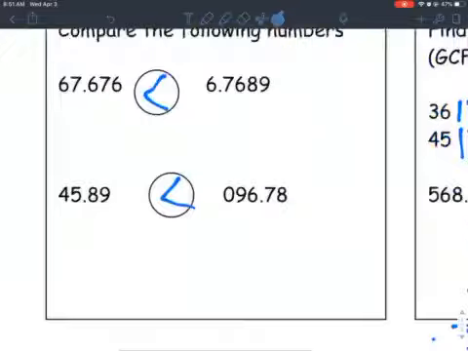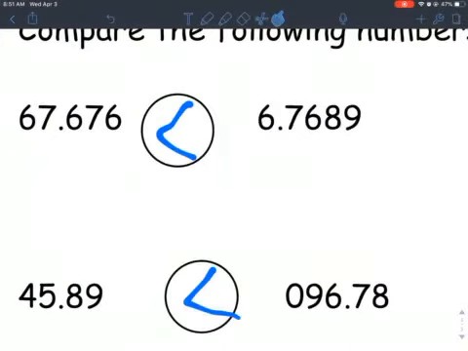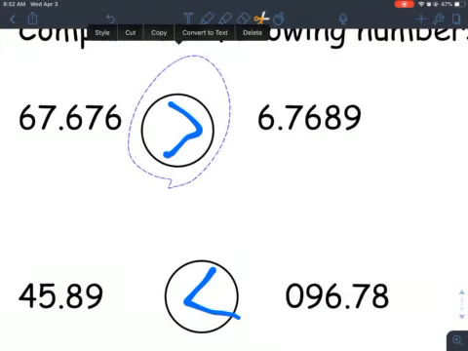Number 1. I'm going to write the left one under the right one, line up the decimal. Annex an extra 0 when I need to. Damien, which one's bigger? 67 and 676 thousandths. Yep. Okay, Damien, sign your name. I got confused.